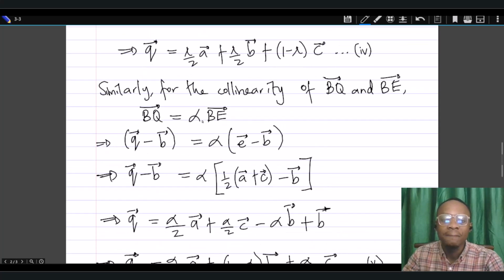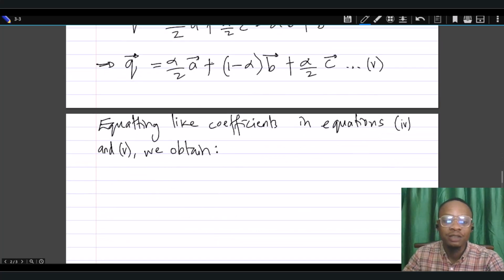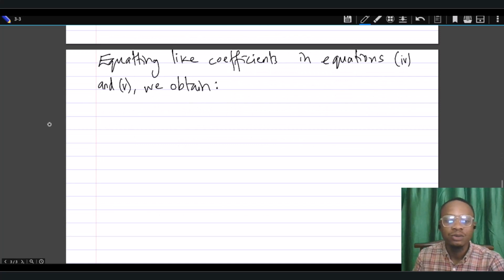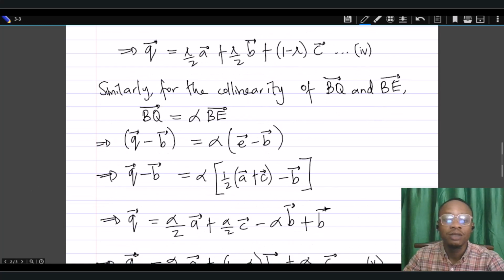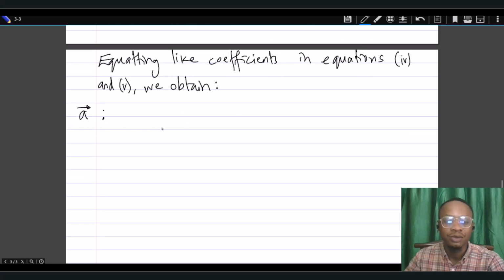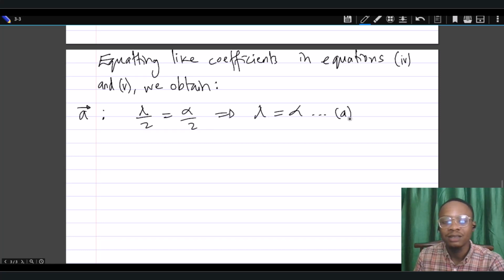We will have, for the coefficients of A, so let's pick the coefficients one after the other. For the coefficient of vector A, we will have lambda over 2 to be equal to alpha over 2, implying that lambda equals alpha. So we'll come back to that. Let's say that is A.